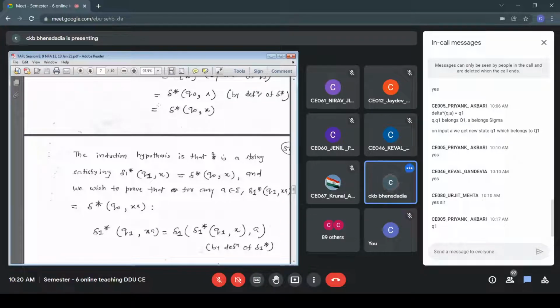You must have seen this in the previous part also, just a very simple explanation. So delta 1 star Q1 XA is delta 1 applied to a state for A, and that particular state is delta 1 star Q1 X. My input is XA, so I split it into X and A. From the state Q1, I go to a state after processing X, and from that state I still have to process A, and I reach another state. So that is delta 1 star Q1 XA. That is the definition of delta 1 star that we know. Fine, so we continue further.